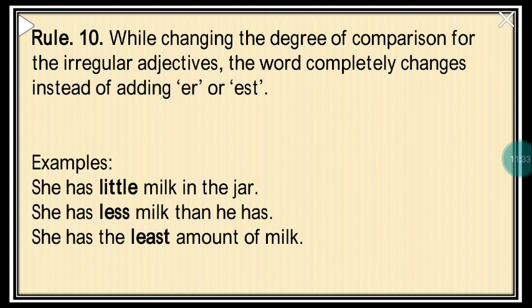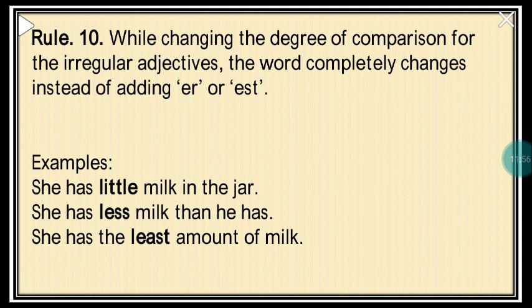Then rule number 10 says, while changing the degree of comparison for the irregular adjectives, like you have irregular verbs, where you change the whole word, like do, did, done, go, went, gone, those are irregular verbs. So here we have irregular adjectives. For example, good, you don't say gooder, goodest, bad, badder, baddest, you don't say that, right?